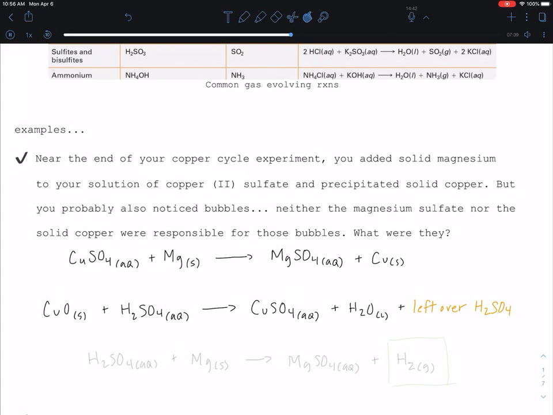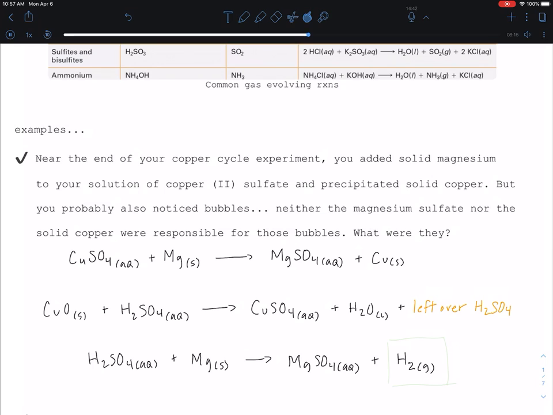And what ends up happening is that excess is going to react with the magnesium solid. Now, the magnesium is also busy reacting with the copper 2 sulfate, right, to make magnesium sulfate. But that little bit of leftover proton in solution is going to give you the magnesium sulfate, which is great because that's what you were making anyway. But it's also going to give you some hydrogen gas.